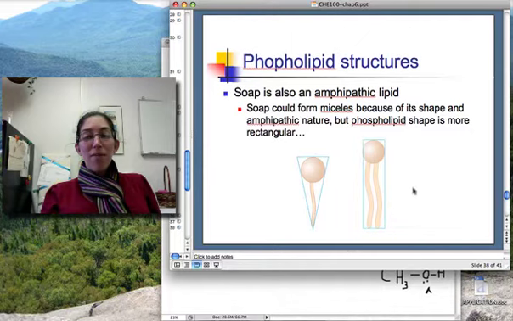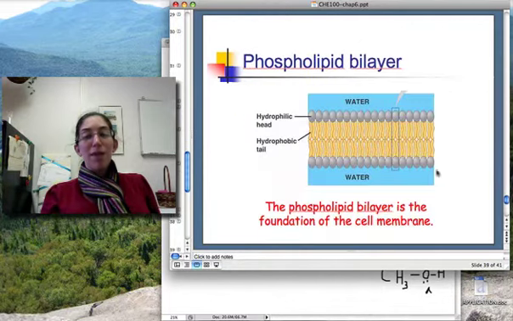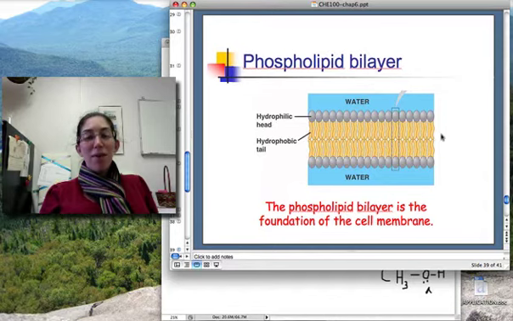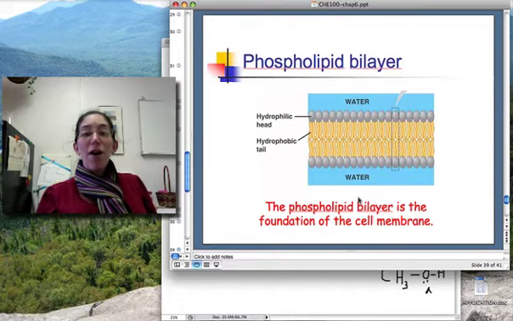The structure that phospholipids really like to form is this one right here, called a phospholipid bilayer, because they're more rectangular in their shape. And this is what our cell membranes are made up of. They're made up of these phospholipid bilayers. Layers of phospholipids, so their hydrophilic head groups, are on the outside and inside of the cell, because outside and inside of the cell is a very aqueous, watery environment.